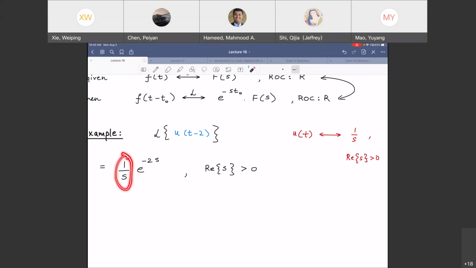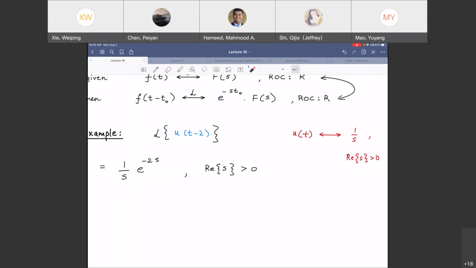So I've got this, real part of s is 0. Now, because of this time shift of 2 units, you will multiply by e to the minus 2s. Real part of s greater than 0. ROC doesn't change. Questions about this example?